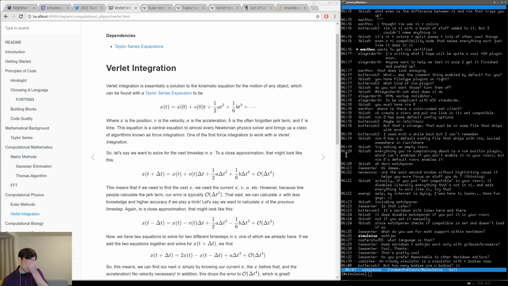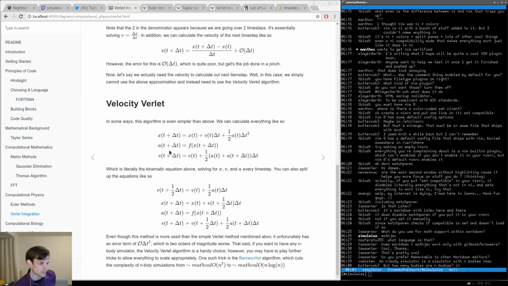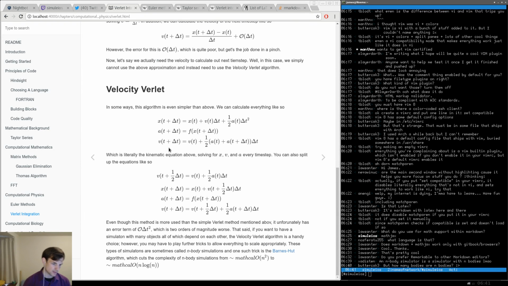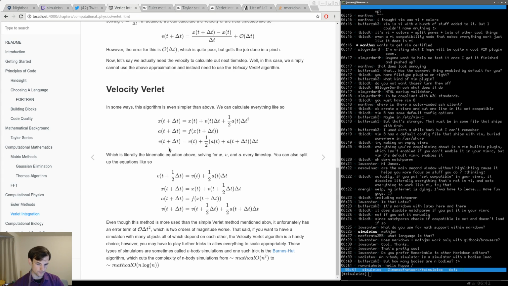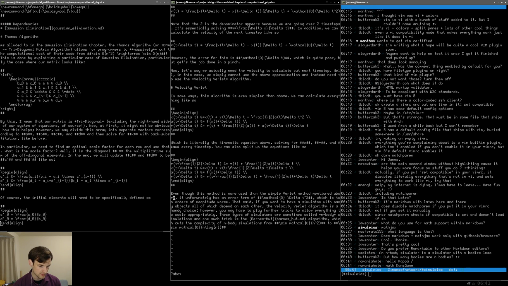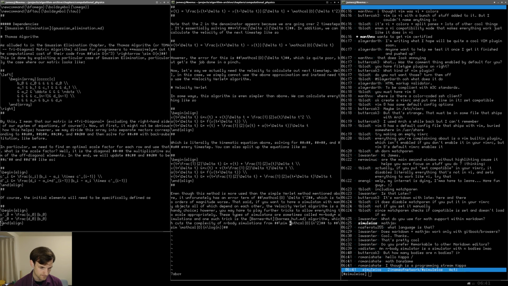Let me see if that reads correctly. Okay, so we have Verlet integration. Verlet integration is essentially a solution to the kinetic equations. Velocity Verlet, even though this method is more used than the simple Verlet method described above. Hey Romania, hey, what's up? Let's just do above. And let's fix these guys down here. Yeah, it's always mathcal. Everything is math. And let's put another one here.